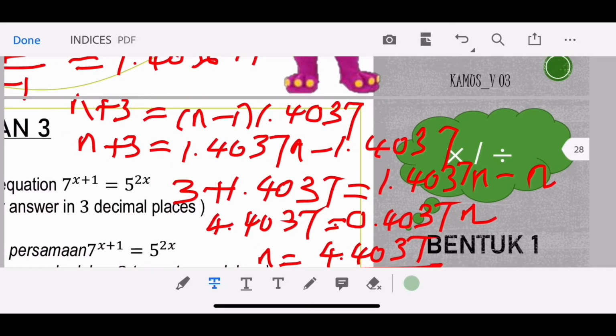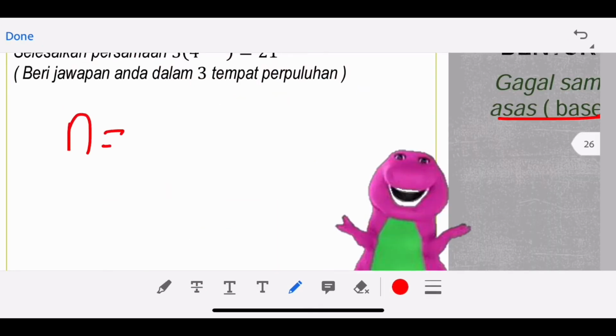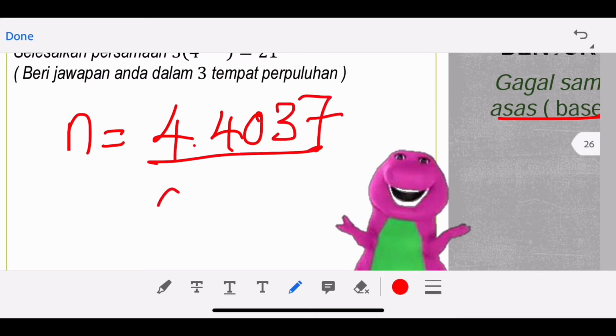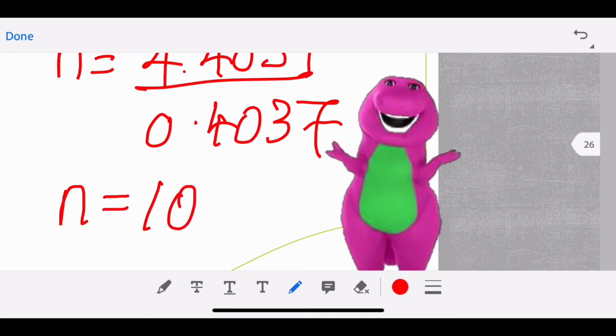Okay, now we need to find the n. So the n is, you use your calculator. Now you press n equals 4.4037 over 0.4037. Then you press your calculator to get the n, and the n must be in 3 decimal places. So I guess the answer is 10.9, right? Are you getting 10.9 as the final answer in 3 decimal places? Alright, so that is the answer for this question.